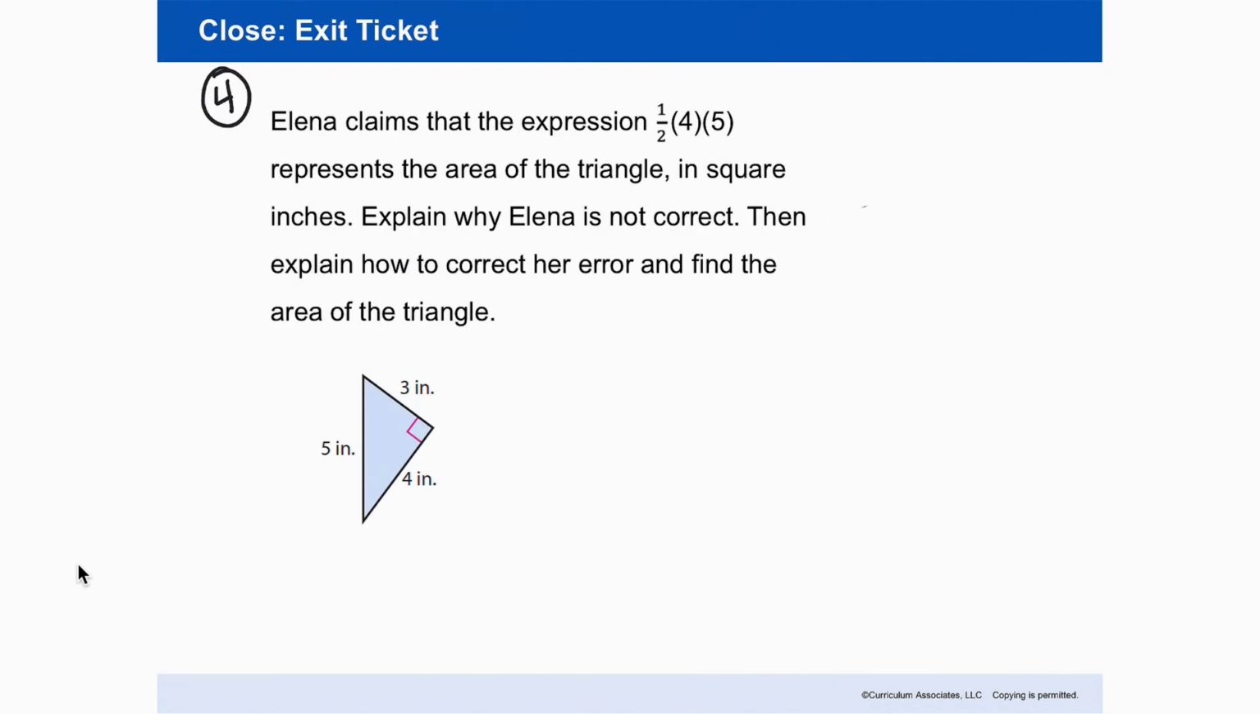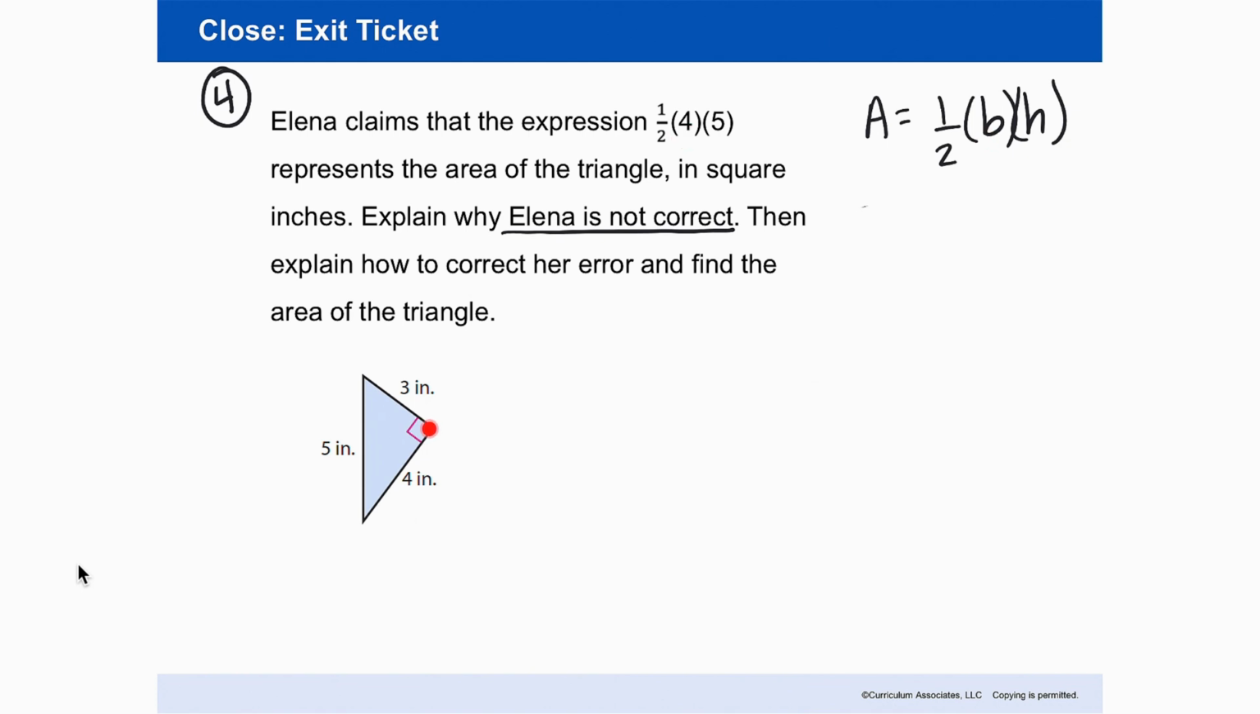And finally, Elena claims that the expression 1/2 times 4 times 5 represents the area of the triangle in square inches. Explain why Elena is not correct. So we know that she did the problem wrong. So we're just going to try and see where she went wrong. Then explain how to correct her error and find the area of the triangle. So we know area equals half base times height, right? So in Elena's, she put that 4 was the base.